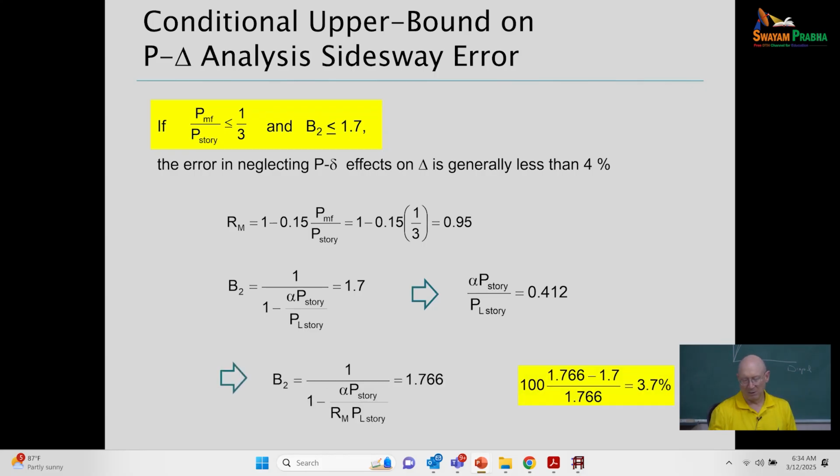But now let's recalculate B2 given that alpha P story to PL story, with the RM factor in it, which is a conservative representation of P small delta on the drift. Oh, we get 1.766. That means that's an error of 3.7% by neglecting those P small delta effects. Not so bad.